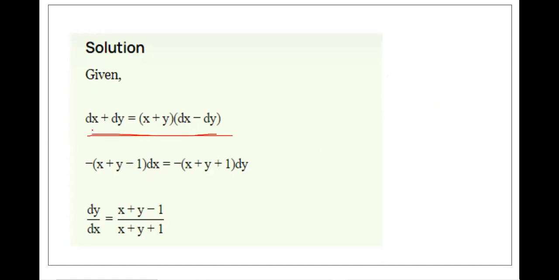dx plus dy is equal to x plus y into dx minus dy. So how can we write this? We will just move the x plus y term to the other side. When we move it, it becomes minus, right? So minus of x plus y dx is equal to minus of x plus y dy. When we move this term to this side, it would be negative, right?